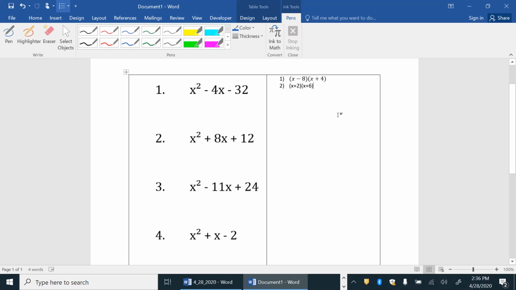And now, x minus 3, x minus 8. Remember, it doesn't matter the order you put them in because it's called the commutative property. It allows you to flip.